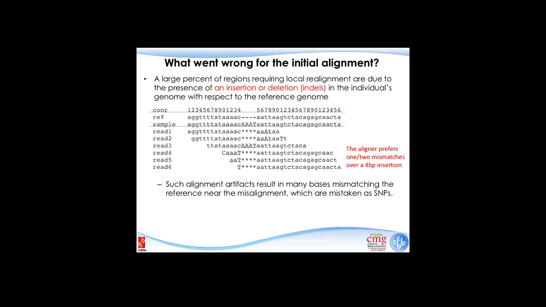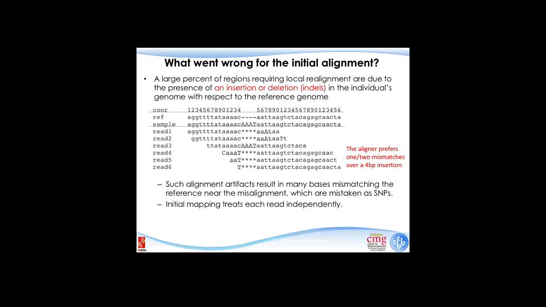So such alignment artifacts result in many base mismatches. Like this, you see very sporadically some mismatches around this area, mismatching the reference near the misalignment, which are mistaken as SNPs. Does that make sense? So that is, first of all, before we try to find a way to solve this problem, let's first understand what the problem is. So here is the problem, okay?